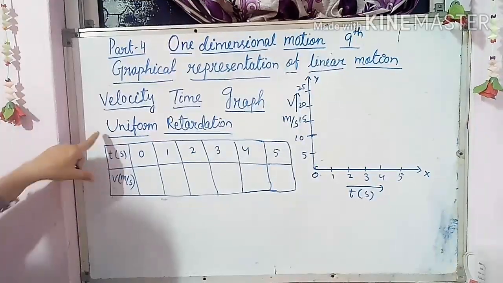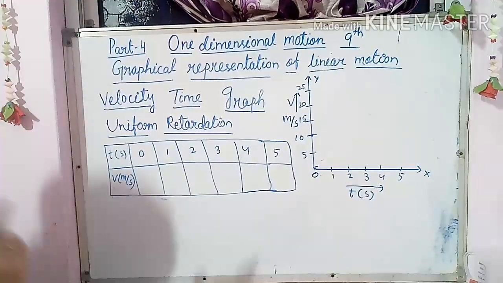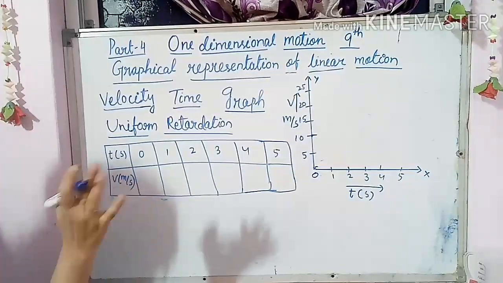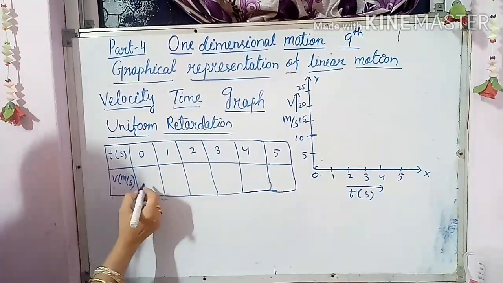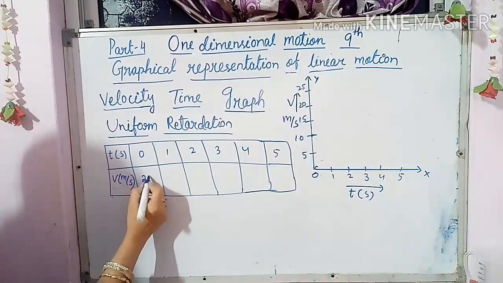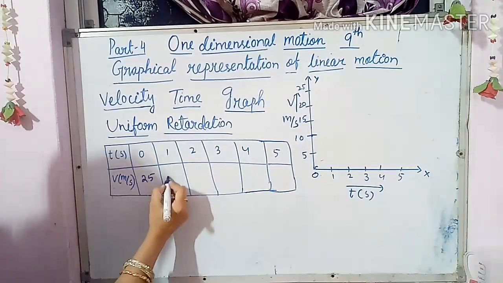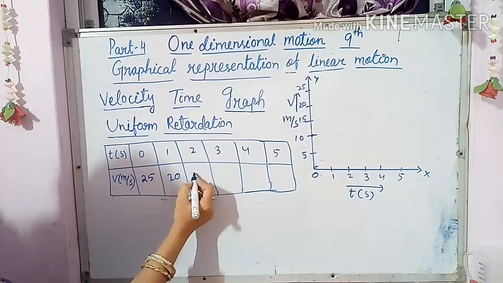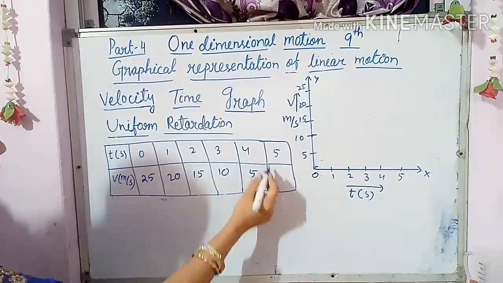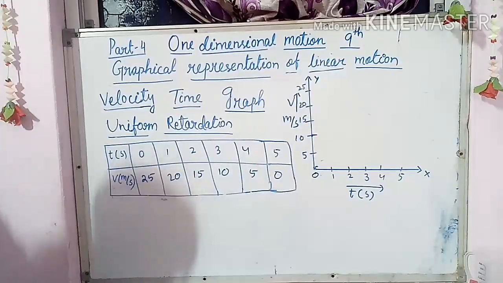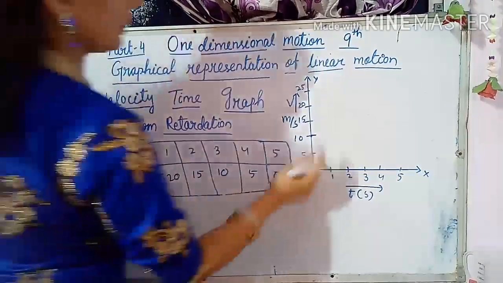Now children, uniform retardation means, as I told, velocity decreases continuously but in a uniform manner. Suppose at 0 seconds the velocity is 25. In 1 second it will be 20. In 2 seconds it will be 15. Then 3, 10, 4, 5. Then after 5 it is 0. Now draw the graph. 0 means it is 25.